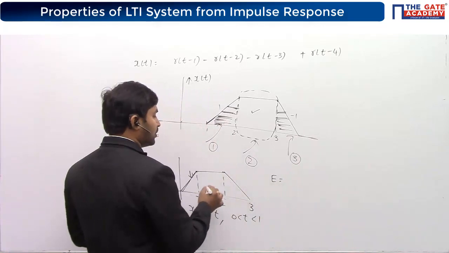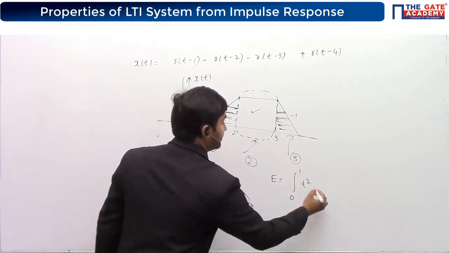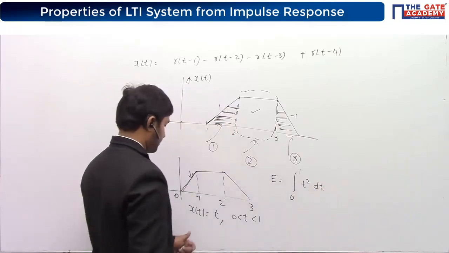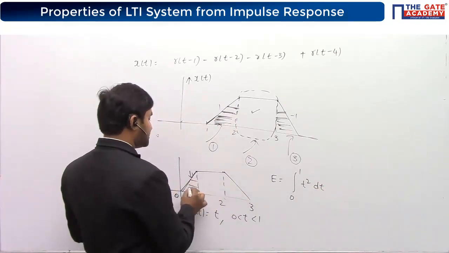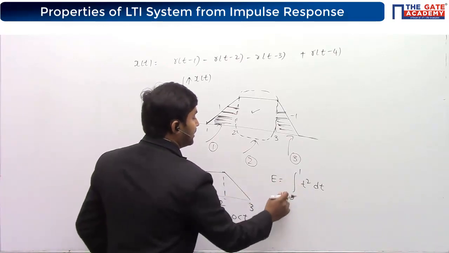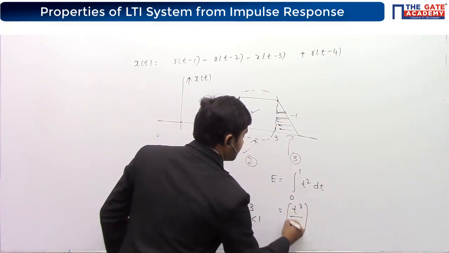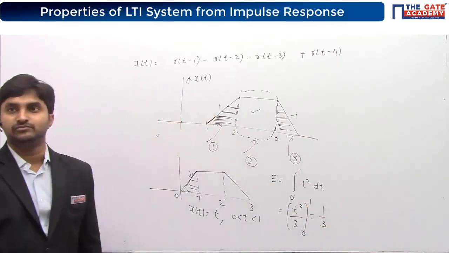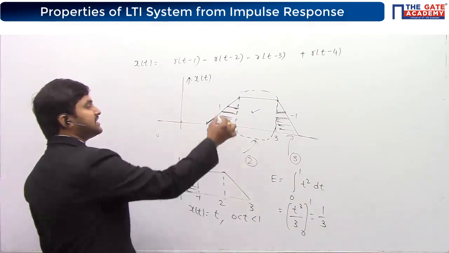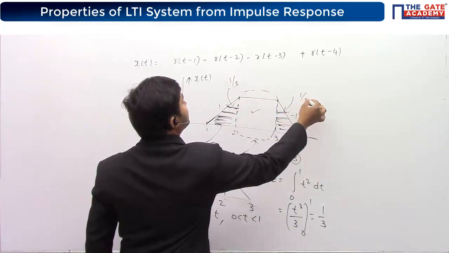Energy in the region 0 to 1 is the integral of t square dt, because x of t is nothing but t between 0 and 1. So if I want the energy here, I am squaring the signal from 0 to 1. It is t power 3 by 3, from 0 to 1, which is 1 by 3. So the energy here is 1 by 3. Of course the energy here should also be 1 by 3.